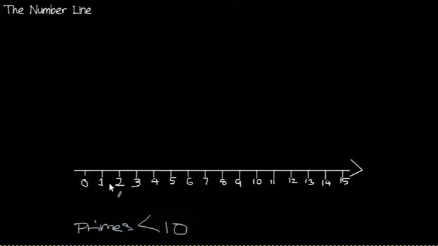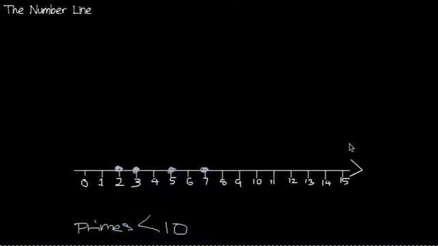And what we would do is we would go to the number line and find those prime numbers that are less than 10, mark them with a circle, like this. 5 prime, 7, 8, 9, and that's it. And so what we would have here, primes less than 10.